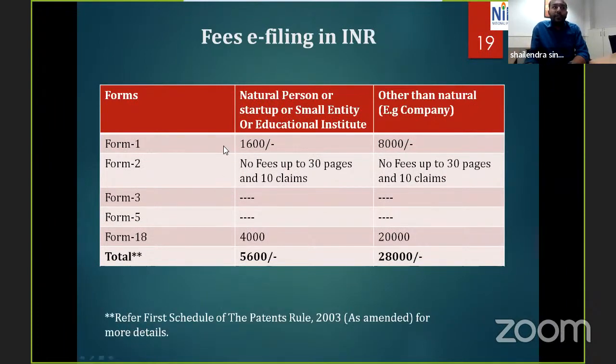Now the fees linked with the forms. Form 1, with the form 1 you have to give 1600 if you are a natural person, startup, small entity or any educational institute.